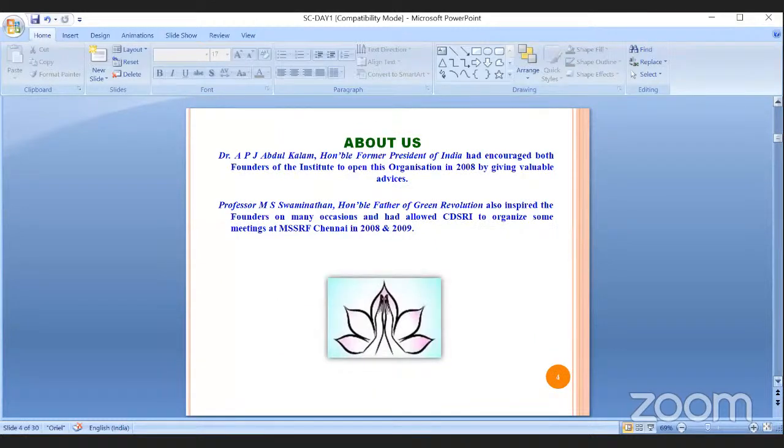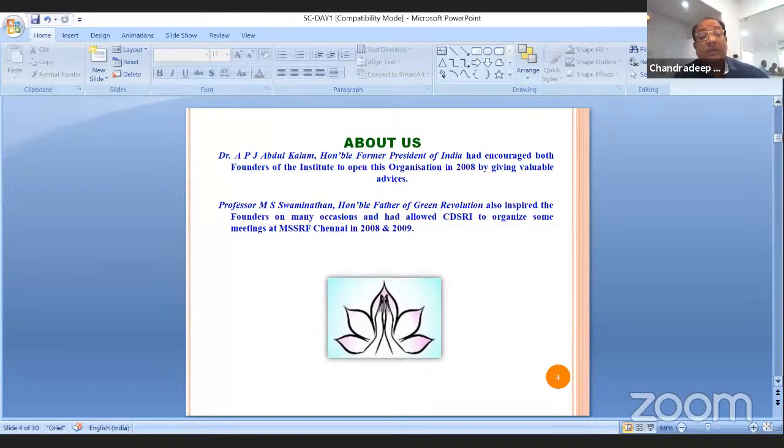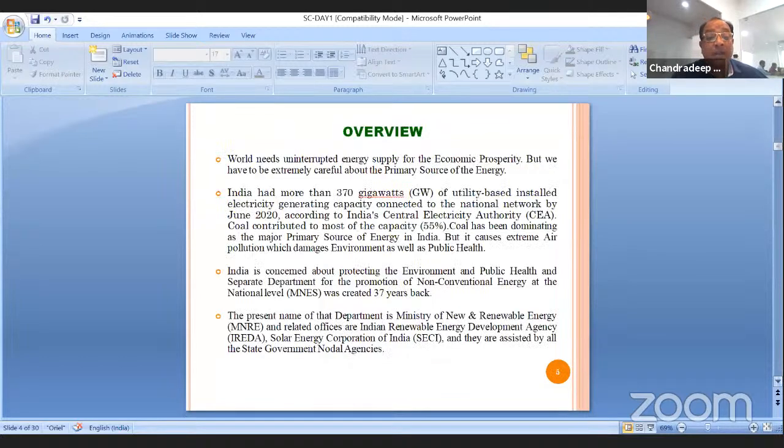So I got the chance to meet the late President of India, Dr. APJ Abdul Kalam, who had encouraged me to start this institute by leaving the job at the Calcutta University. He had given valuable advice on how to start an organization. And also Professor M.S. Swaminathan, Honorable Father of the Green Revolution, also inspired me and the other founders to start this institute in the year 2008 and 2009.